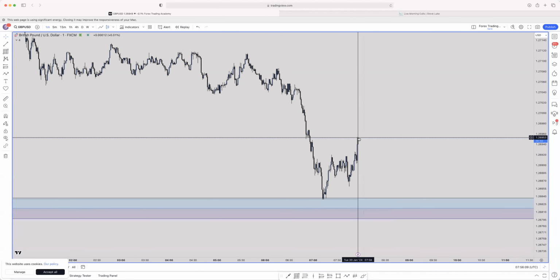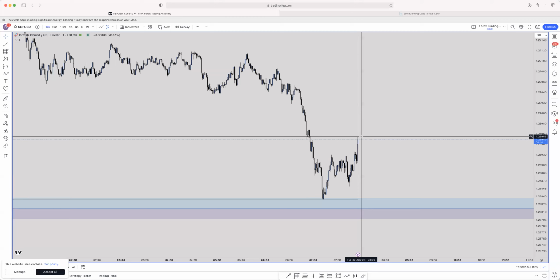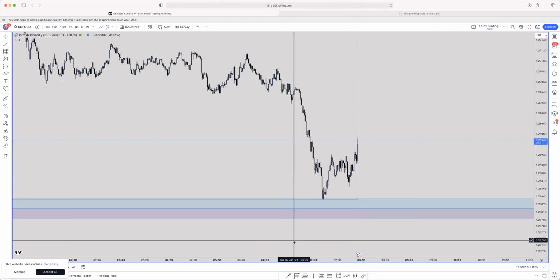Now at the moment, you will see that we are currently on the line. We are still waiting for London to open. So at the moment, the structure point that we would have to break is where we are now currently.